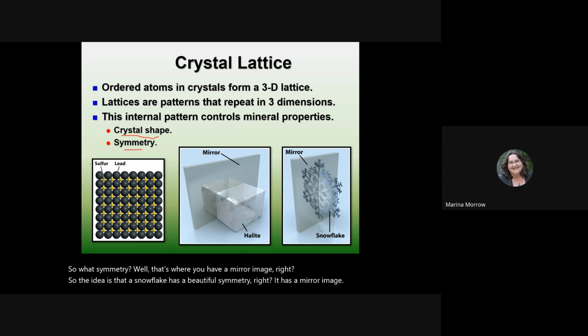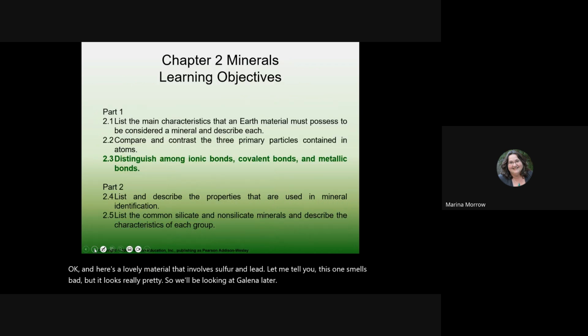Okay, and here's a lovely material that involves sulfur and lead. Let me tell you, this one smells bad, but it looks really pretty. So we'll be looking at galena later. Okay, so let's look at bonds. Okay, so we're saying that the atoms are bonding together, and there are 3 main types of bonds that we're going to look at: ionic bonds, covalent bonds, and metallic bonds.